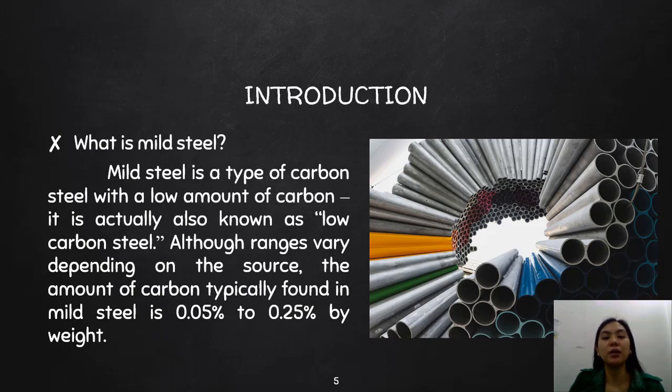The amount of carbon typically found in mild steel is about 0.05% to 0.25% by weight. Steel is actually made up of iron with the addition of carbon. So iron plus carbon, and then you combine it together. That's the term we call alloying, which will provide your steel alloy. And if the carbon content is just around this range, we call it mild steel.